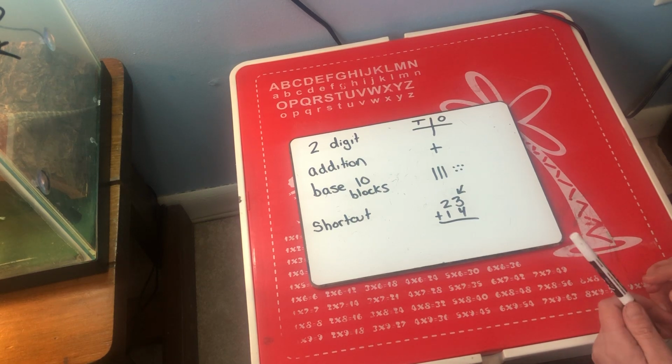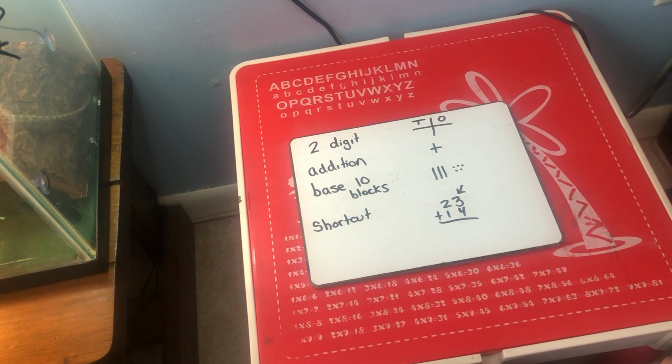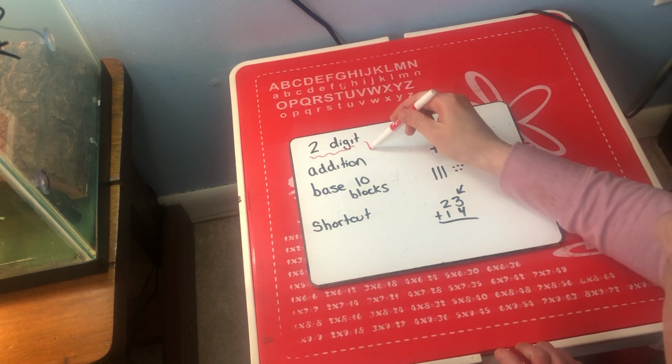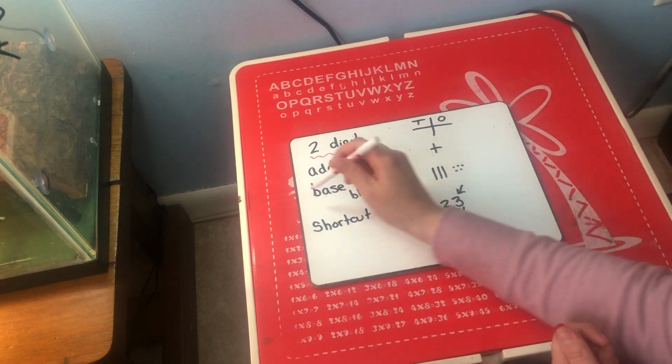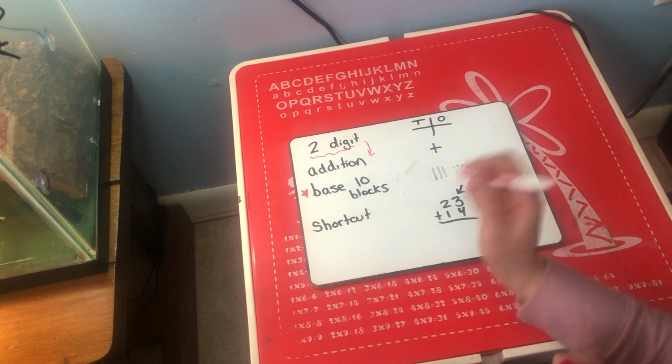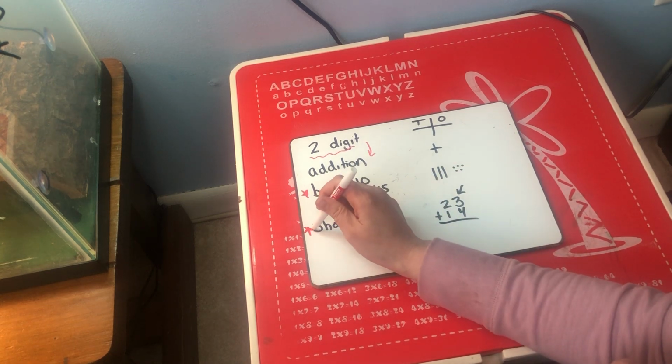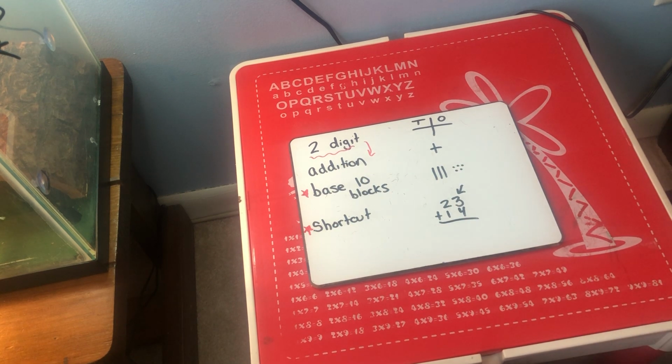Hey guys, we're going to be doing a little bit more math today. The last time that we met, we were working on two-digit addition using base 10 drawings and what we call the shortcut method. The official name is the standard algorithm, but we're going to call it our shortcut method to check our work.